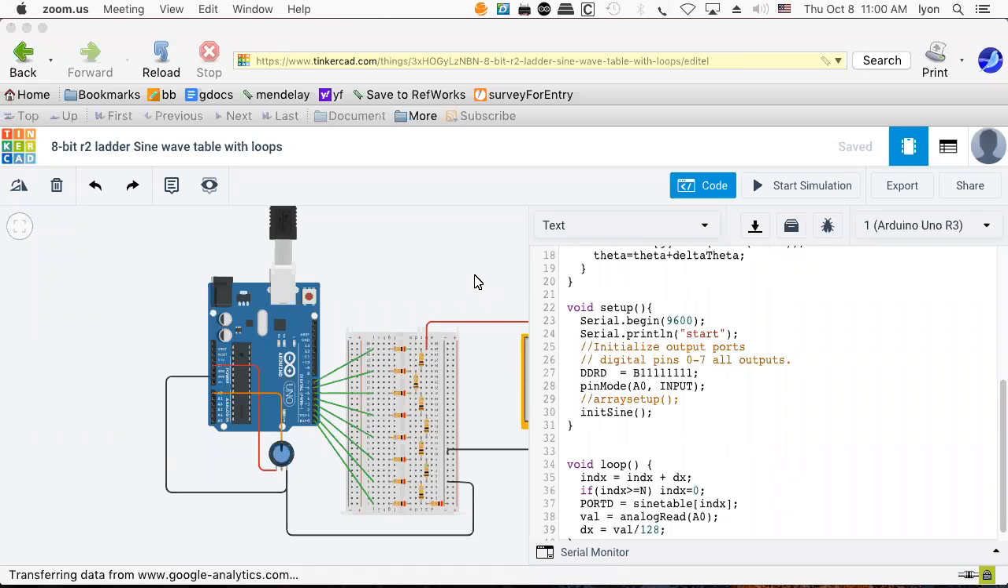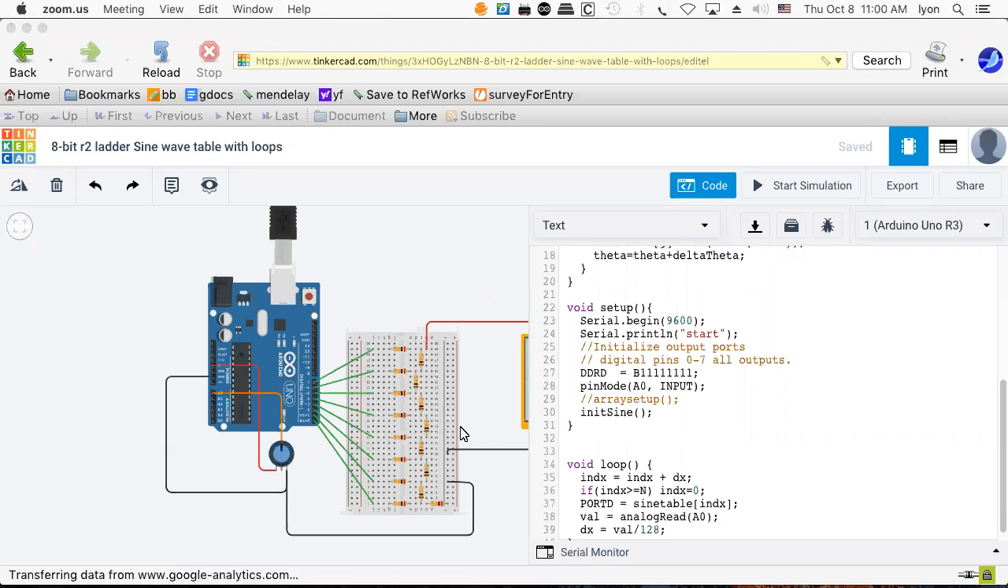Hopefully, people were able to make it to the lab yesterday. I thought that was a very fun lab. What we did was we took this SPI DAC that was built into the audio shield, and we started to use it to synthesize waveforms.